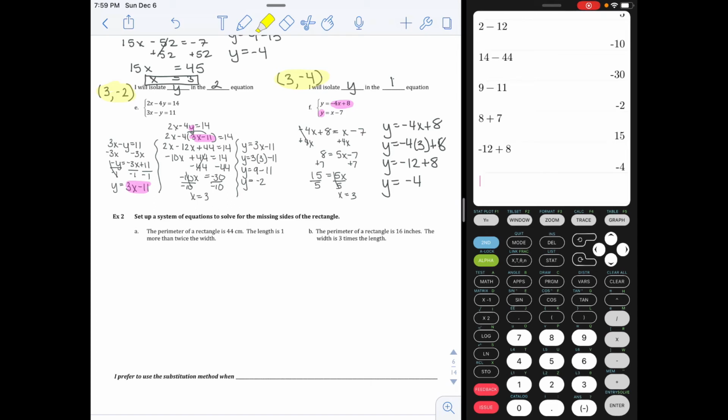The perimeter of a rectangle is 44. The length is 1 more than twice the width. So first thing is we always want to draw out a diagram. So we're talking about a rectangle, and I know this is the length and this is the width. Okay, so let's break this apart. The perimeter is 44, so I'm going to say P is equal to 44. And I know to find the perimeter of a rectangle, I have to add up all the sides.